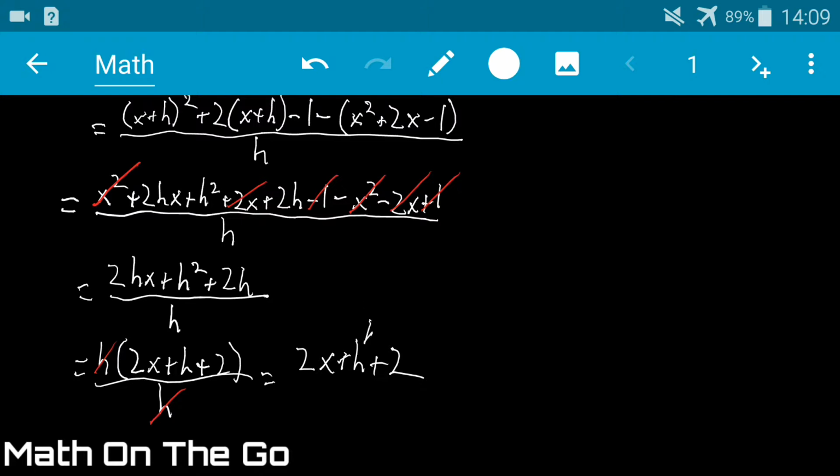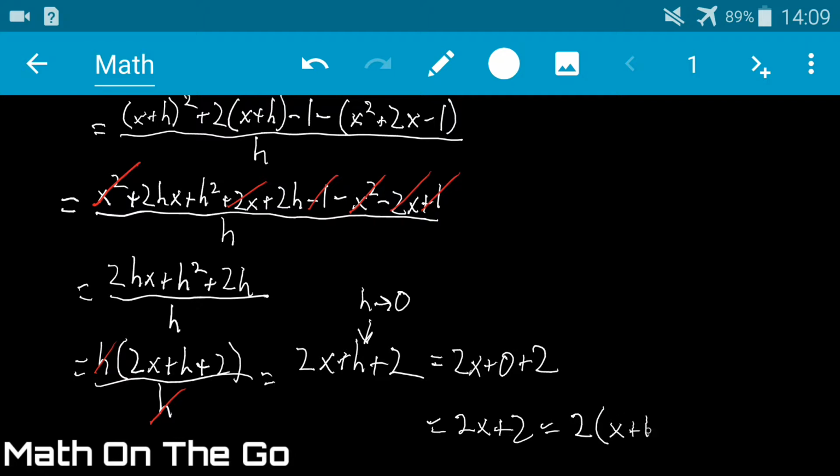Now, this h right here, h goes to 0. So we substitute 0 in for h. So we have 2x plus 0 plus 2, which equals 2x plus 2. And then we can simplify this by pulling the 2 out again. So we have 2, and in parentheses, we have x plus 1. And that is our derivative using the definition of derivative.